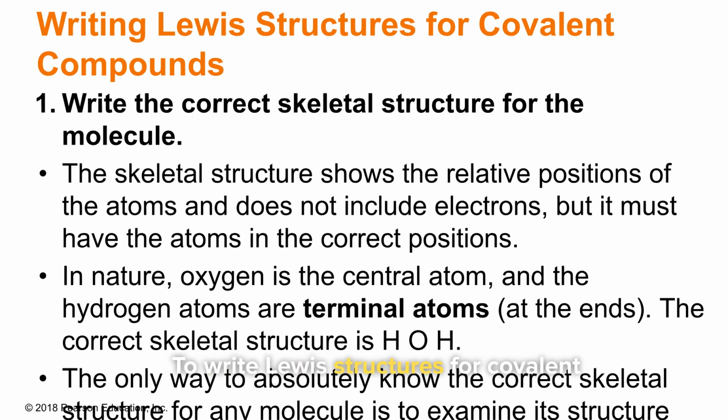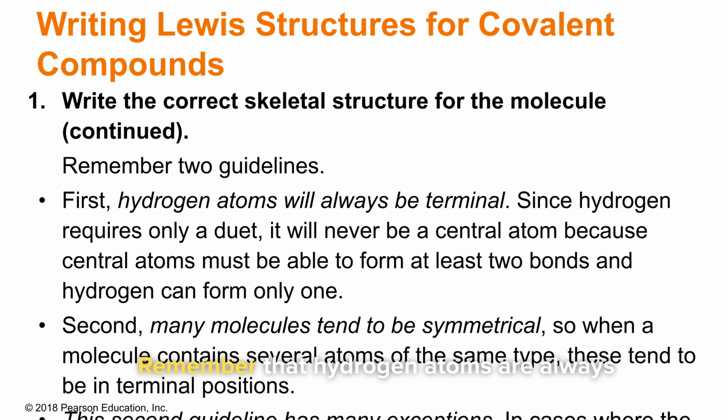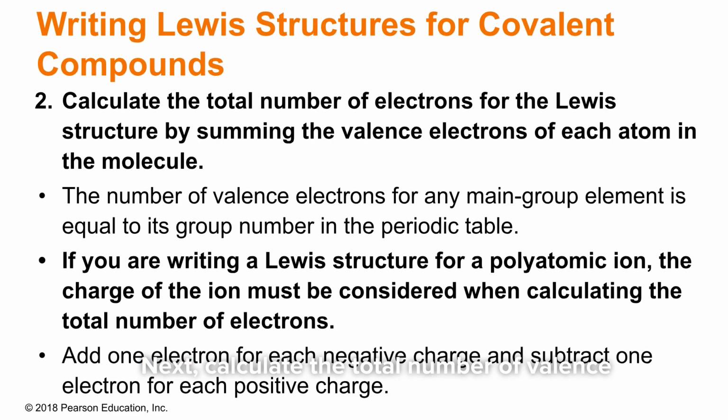To write Lewis structures for covalent compounds, first determine the skeletal structure. This shows the relative positions of atoms, though it excludes electrons. Remember that hydrogen atoms are always terminal because they only require a duet. Additionally, molecules are often symmetrical, so similar atoms usually occupy terminal positions. Next, calculate the total number of valence electrons. For main group elements, this matches the group number. For polyatomic ions, adjust for the charge. Subtract for positive, add for negative.